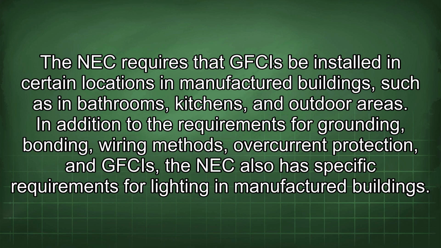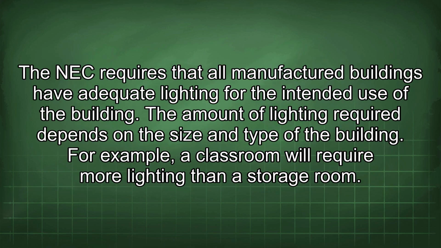In addition to the requirements for grounding, bonding, wiring methods, overcurrent protection, and GFCIs, the NEC also has specific requirements for lighting in manufactured buildings. The NEC requires that all manufactured buildings have adequate lighting for the intended use of the building. The amount of lighting required depends on the size and type of the building. For example, a classroom will require more lighting than a storage room.